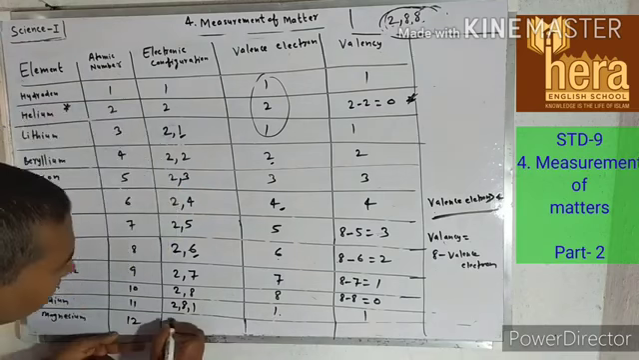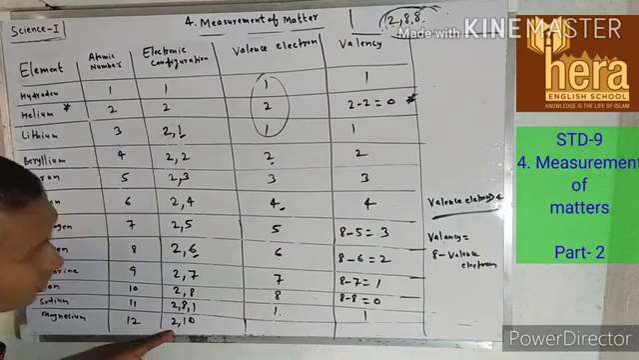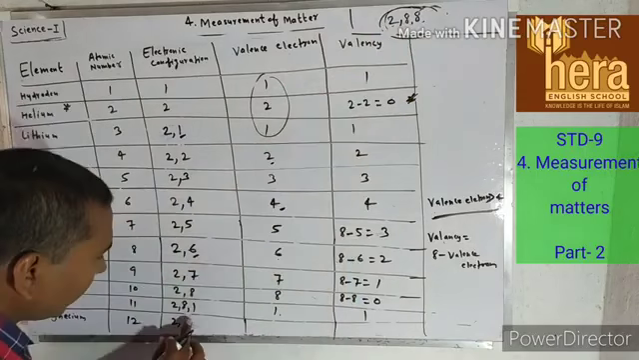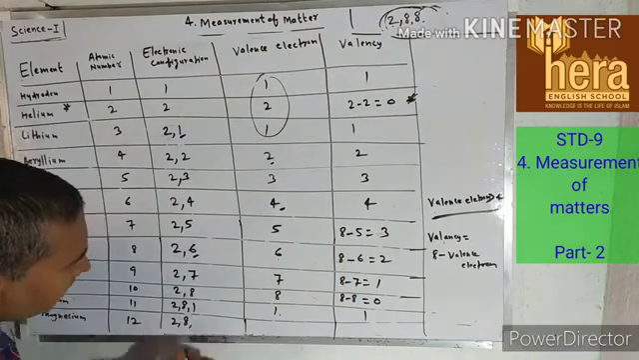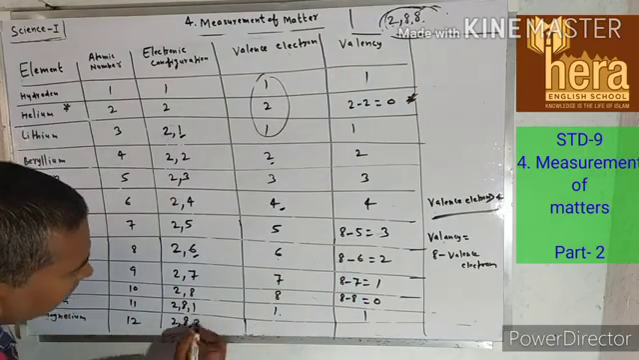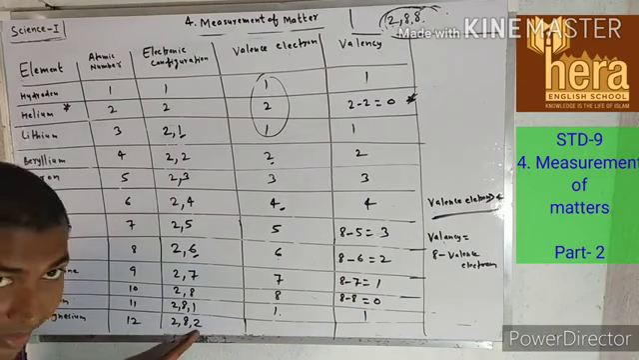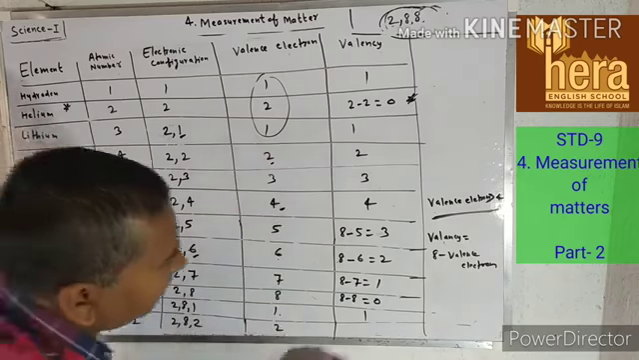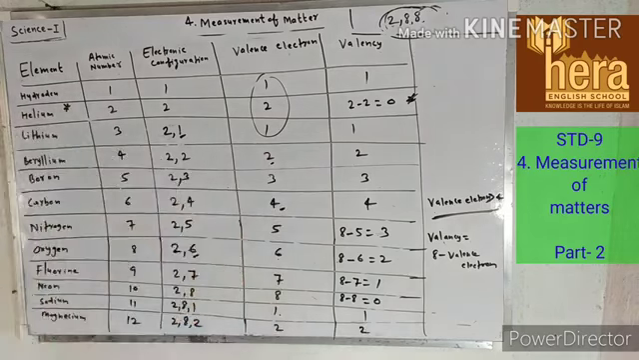Magnesium, 2. Don't write 10 here, this is wrong because the capacity of the second orbit is 8 electrons. So write 2, 8. 8 plus 2 is 10, 2 is remaining. So then 2 electrons will go in the next orbit. Valence electron is 2, so valency will be 2. Okay?